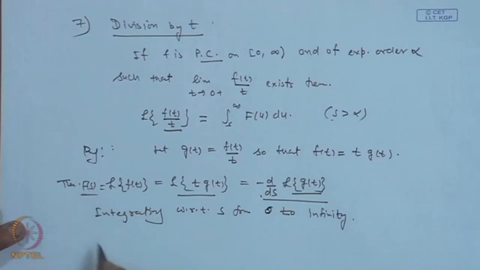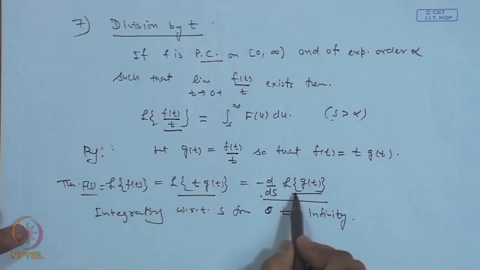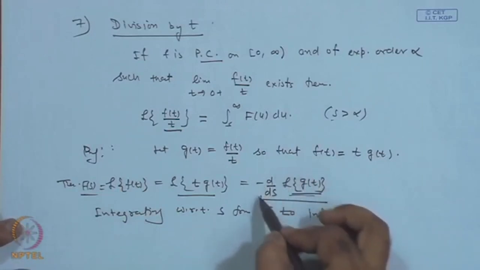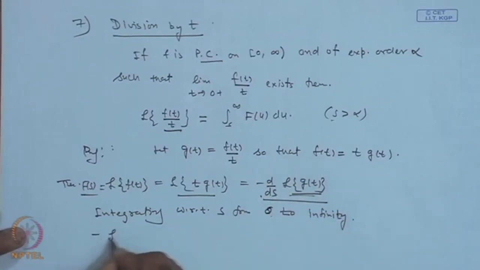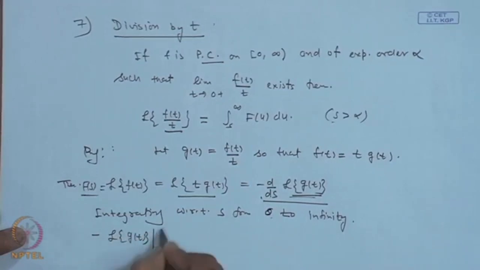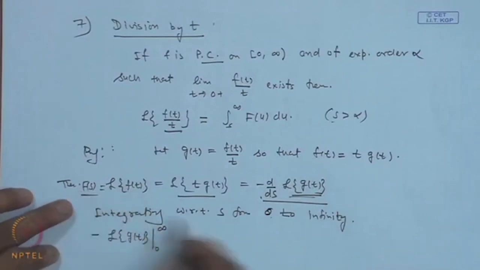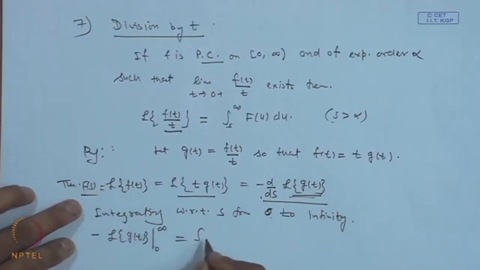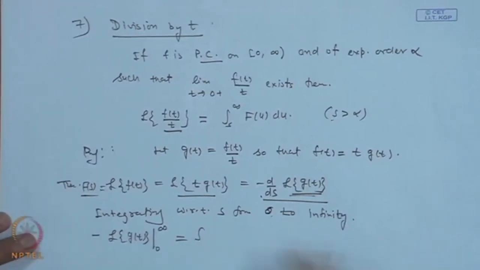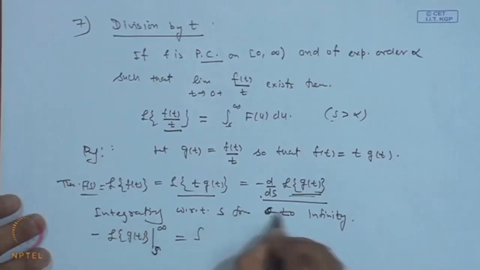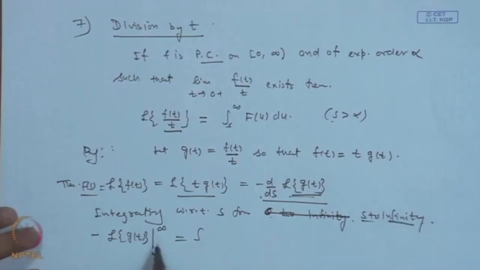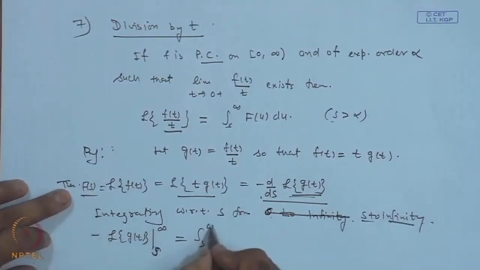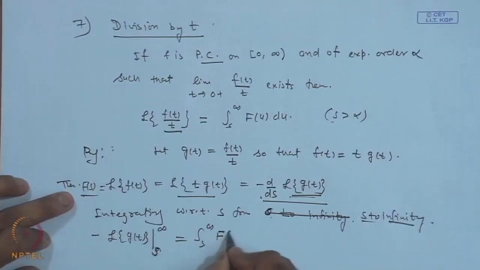So, we integrate here, this is the Laplace transform of g(t), with limits from 0 to infinity. So, we will get minus the Laplace transform of g(t) with limits from 0 to infinity. On the right side, we need to integrate from s to infinity, integrating with respect to s from s to infinity, minus the integral from s to infinity of F(s) ds, or F(u) du.